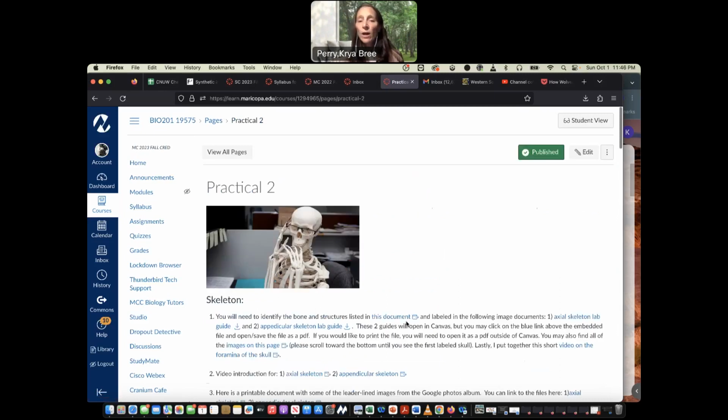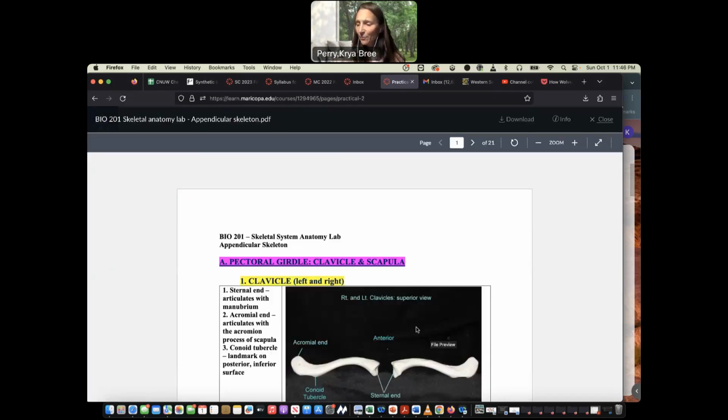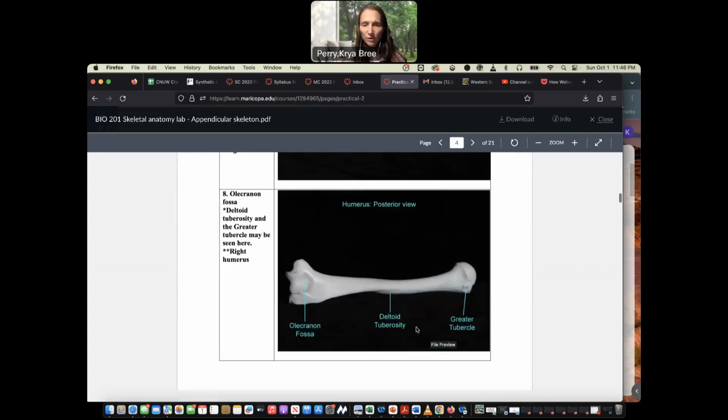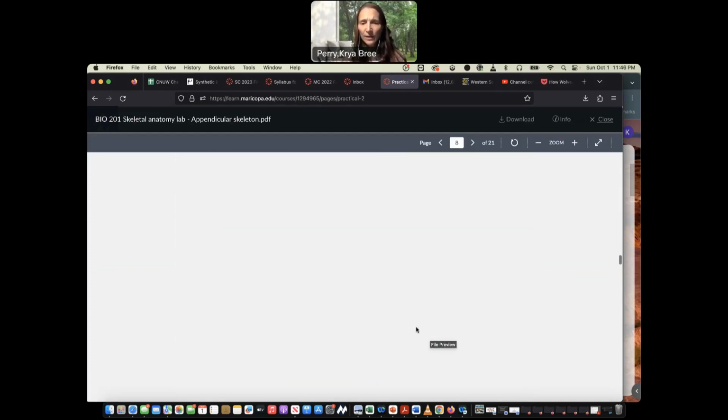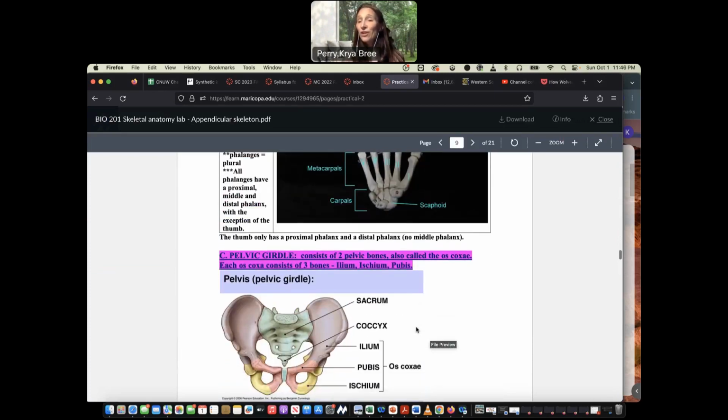And so this is going to be the pelvic girdle and then the lower limb. So again, if you're in this appendicular guide here, you're just going to scroll down here and you'll get into that pelvic girdle and then the lower limb. That's the lower appendicular skeleton.